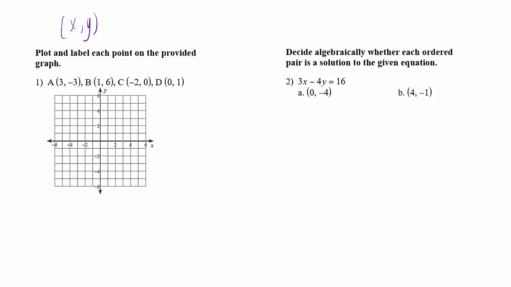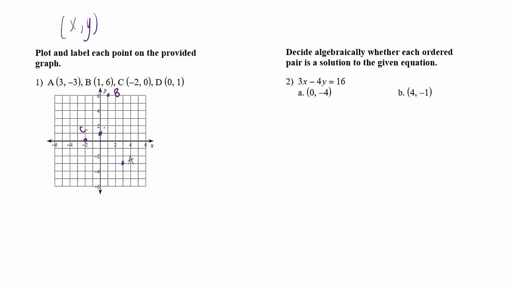So 3, comma, -3, we'd go to the right 3 and then down 3. And that is A. B, we'd go right 1 and up 6. C is left 2 and not up or down at all. D is not left or right, just up 1.